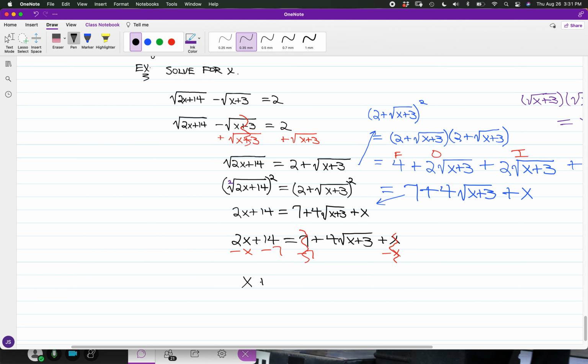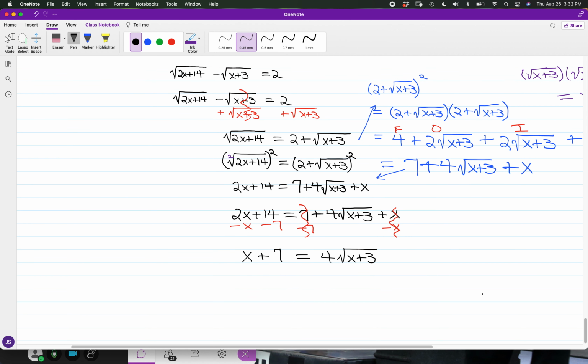14 minus 7 becomes 7, and we have 4 times the square root of x plus 3. So I have this by itself. What I can do now, this is a special situation: I can divide by 4, but if you don't care to work with fractions, I know I'm not the biggest fan of fractions, we can go ahead and square both sides.